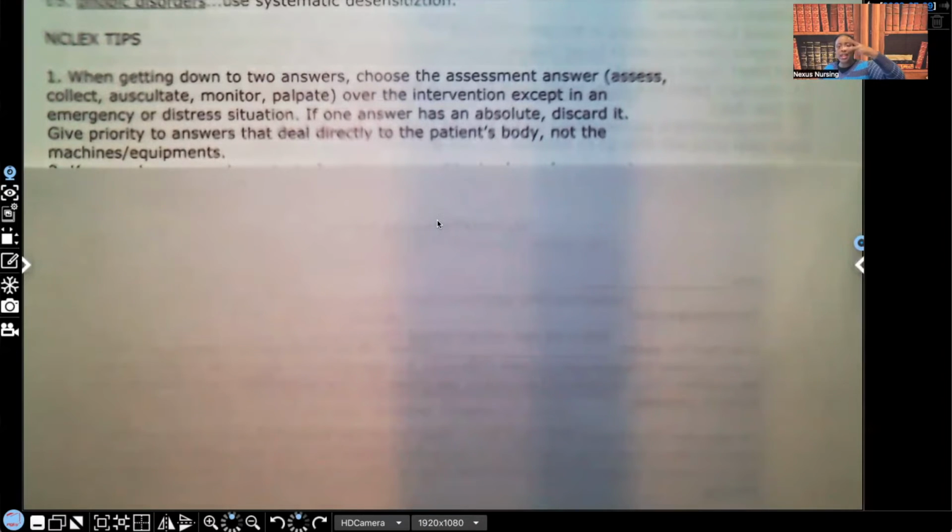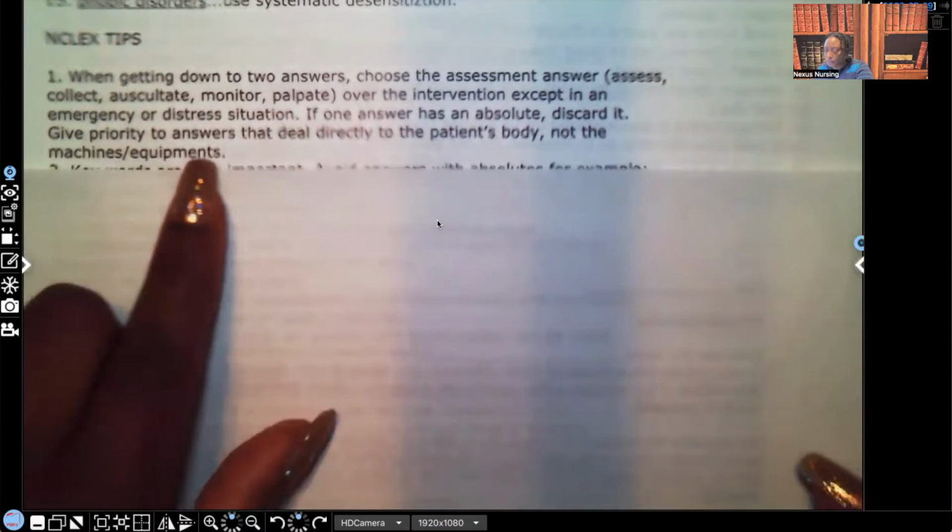If you're down to assessment and intervention, say to yourself, do I have enough information to do something for my patient? If you do, intervene. And if you don't, assess. But what I don't want you to do is choose assessment just because it's there, because sometimes the test writer will throw an assessment in there just to throw it in there, and you're over here wasting time with unnecessary assessment when you could have been saving your patient's life. All right, so I got that out of the way.